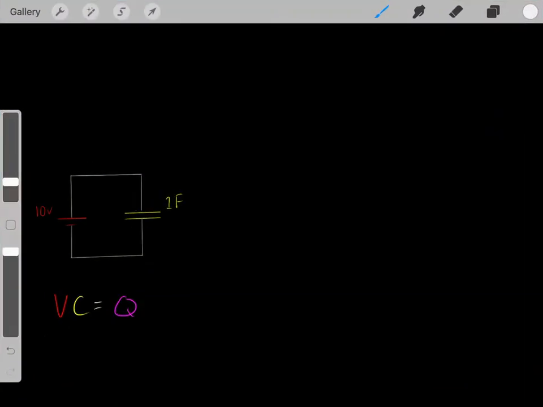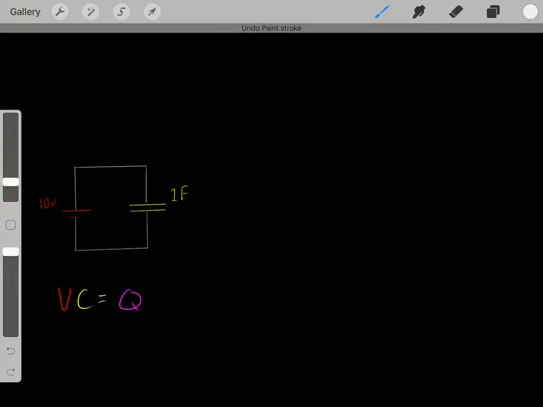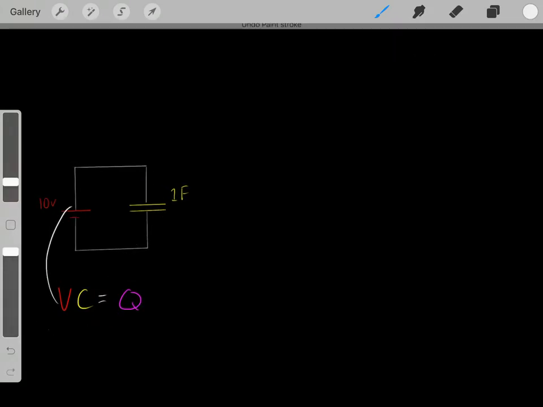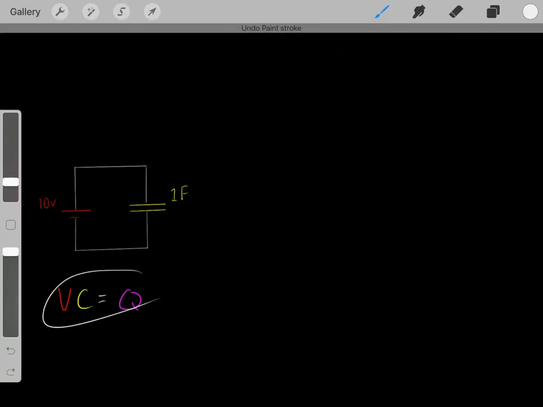So in previous videos, we learned how to use this equation when analyzing circuits. The way this equation works is, if you have a circuit and you know the voltage source of the circuit and you know the total capacitance of the circuit, you can determine how much charge is stored on those capacitors. And that's what this equation tells us.